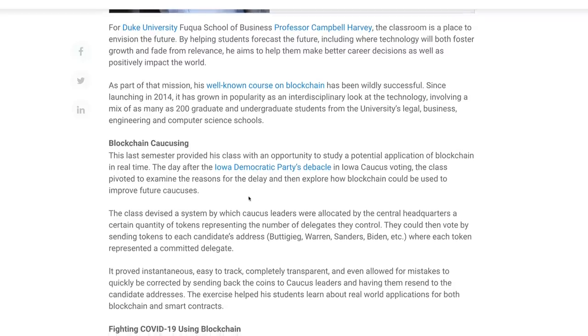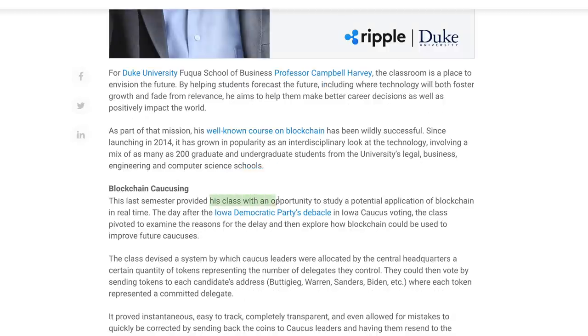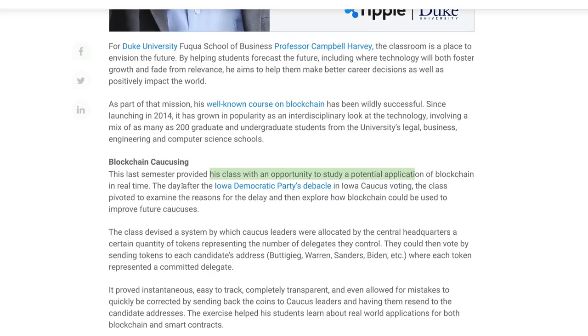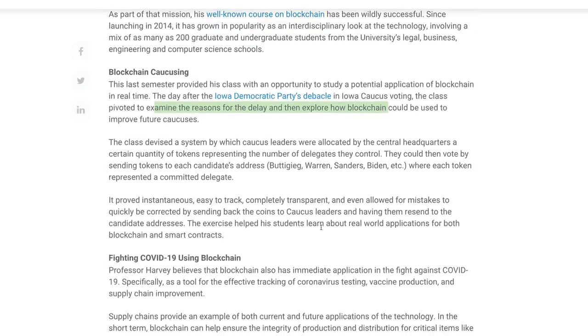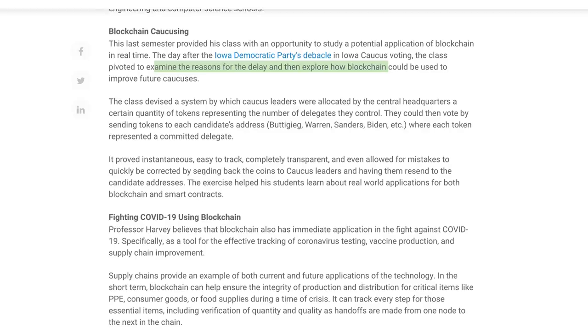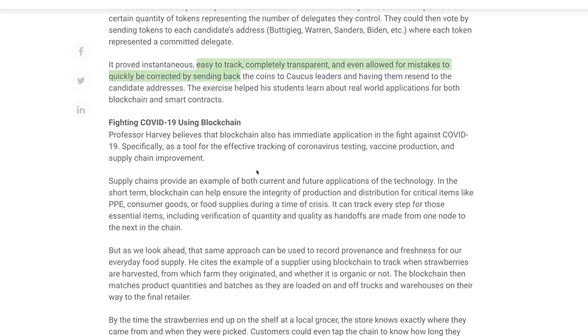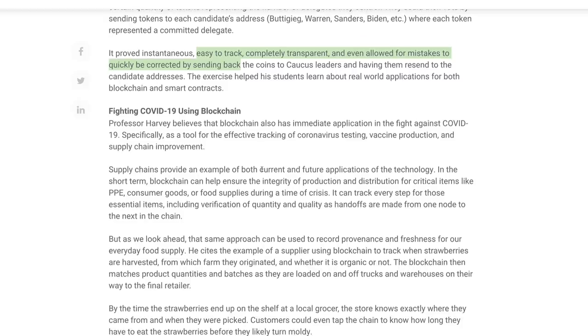So this last semester provided his class with an opportunity to study a potential application of blockchain in real time. The day after the Iowa Democratic Party's debacle in Iowa caucus voting, the class pivoted to examine the reasons for the delay and then explore how blockchain could be used to improve future caucuses. So looking for new verticals, it proves instantaneous, easy to track, completely transparent, and even allowed for mistakes to quickly be corrected by sending back the coins to caucus leaders. So here's just an example of what they were using it for. Let me just move down here.